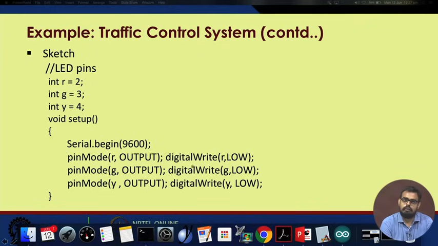And then digitalWrite(R, LOW). This function will initially set the value of pin 2 to 0, so it will be turned off. The same process is repeated for pin 3 and pin 4, which connect to the green and yellow LEDs.